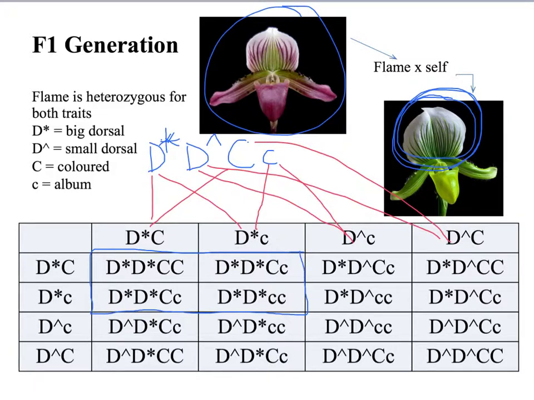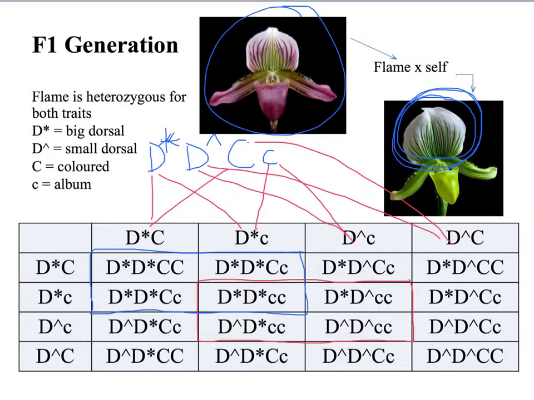What we also want is for the other trait that we're looking for, the albino colour, which is the recessive. So we're going to be looking for 2 small c's. Now, 2 small c's are a block right in the middle of the table, like that.